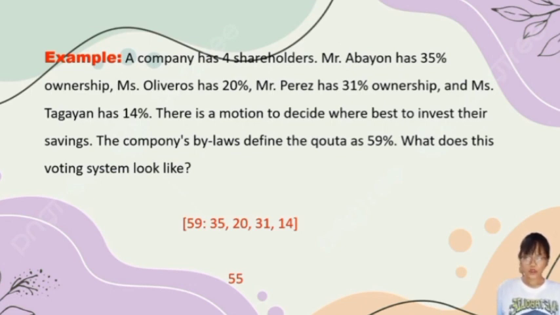A company has four shareholders. Mr. Ryan has 35% ownership and Ms. Oliver has 20%. Mr.